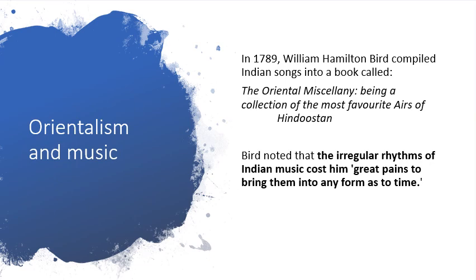The first is in the late 1700s, a book was compiled by the name of the Oriental Miscellany, and it was basically a book of Indian or Hindustani music that was transcribed, or translated, I guess, into music for the harpsichord. It was written by a man named William Hamilton Bird, and one of the chief problems he ran into in transcribing these Indian airs, as he called them, onto the page, into Western notation, and for the harpsichord, is that he noted that the irregular rhythms of Indian music cost him, quote, "great pains to bring them into any form as to time."